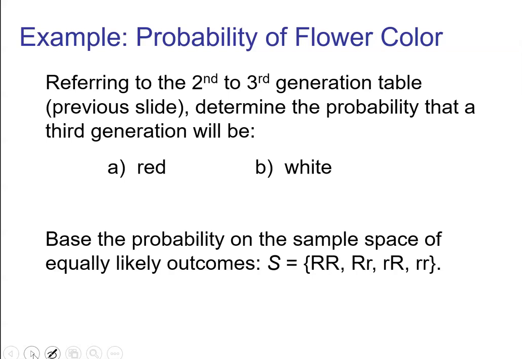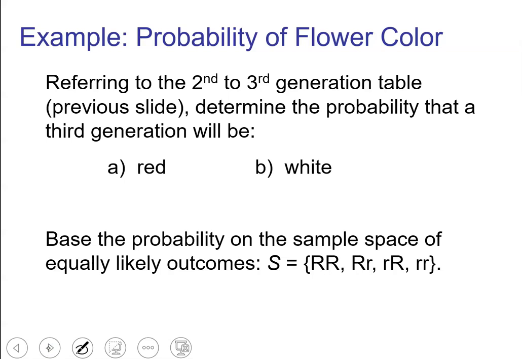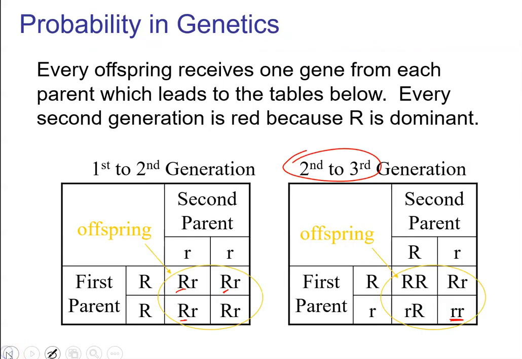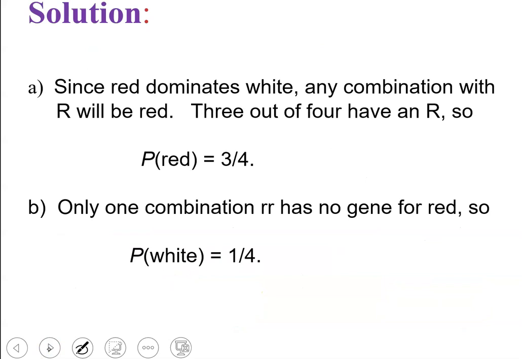Referring to the second and third generation, we're referring to this chart right here. Determine the probability that a third generation will be red, and then for the second one we want to determine when it's white. So again, red. Where are they red? That is where you see a capital R anywhere. What I have circled here are my outcomes. Where I see a capital R, it would be red, and notice that occurs in 3 of them. So it'd be 3 out of 4. This is where it's red.